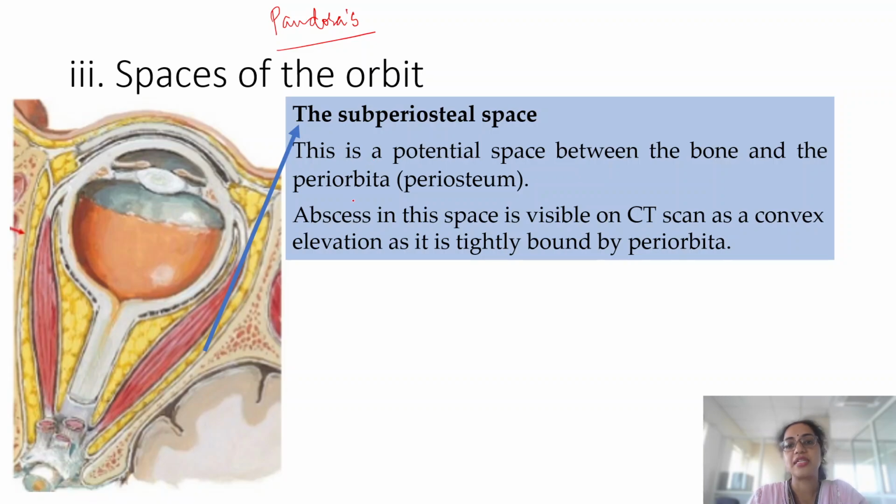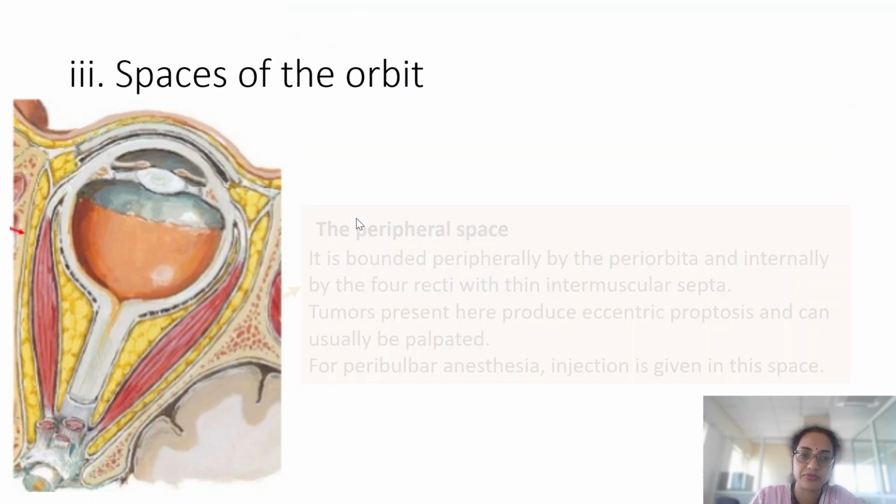Okay, so abscess in this space is visible on CT scan as a convex elevation, something like your extradural hematoma. When there is an abscess or a hemorrhage in the subperiosteal space, you can see it as a convex elevation as the space is tightly bound by the periorbita.